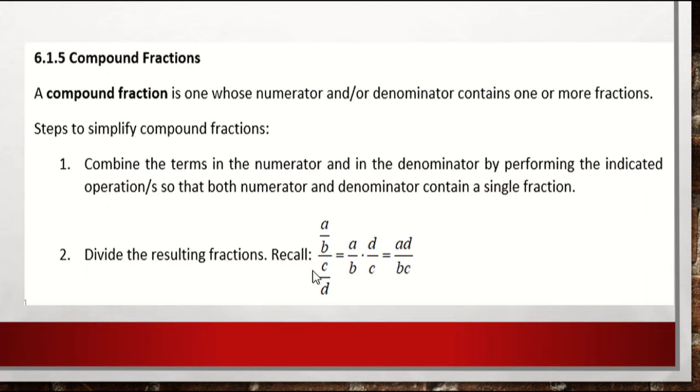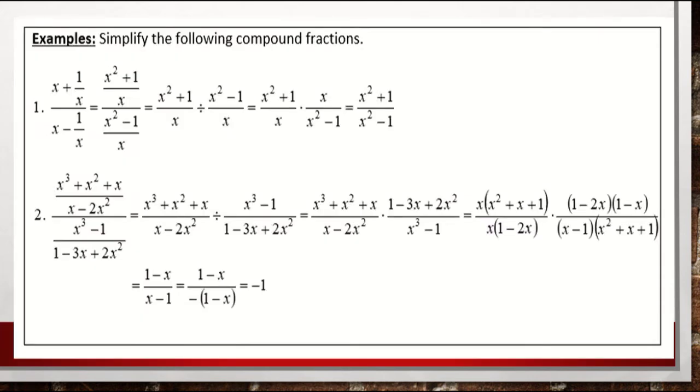Recall a over b over c over d is equal to a over b times the reciprocal d over c, that is equal to a times d over b times c. Example, simplify the following compound fractions. Number 1. X plus 1 over x all over x minus 1 over x.